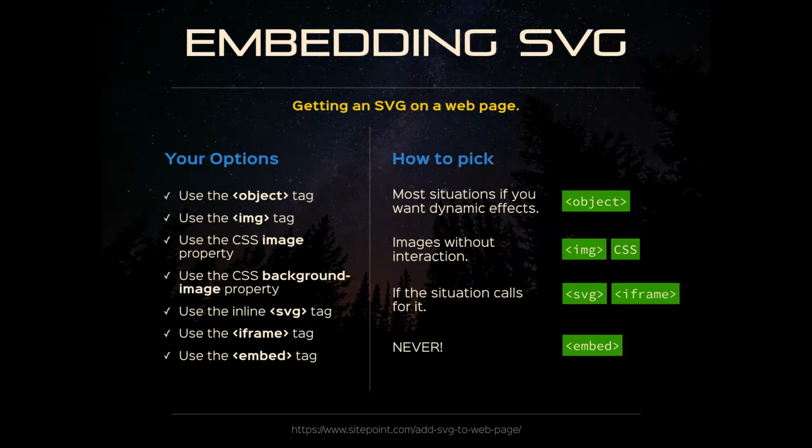Embedding SVGs. All right, so I figured out what I need to do to create one of these things, and then you export it as a .svg file, say from Illustrator. And now I have this thing. How do I get it on a web page? So you've got a couple options.